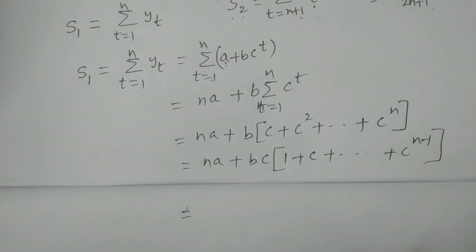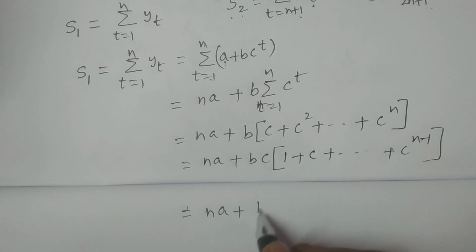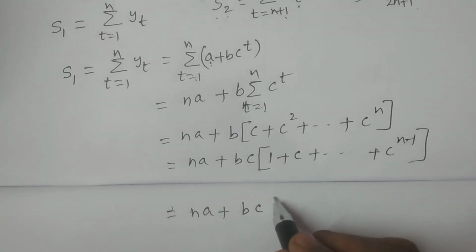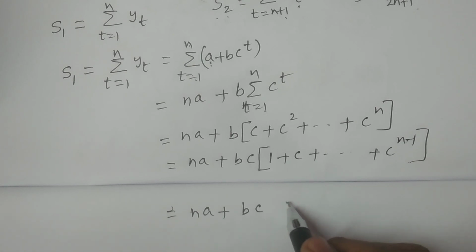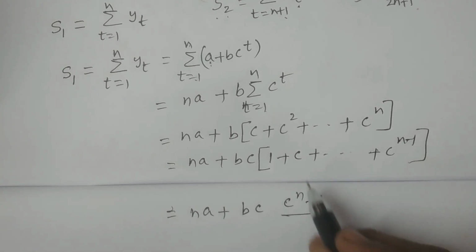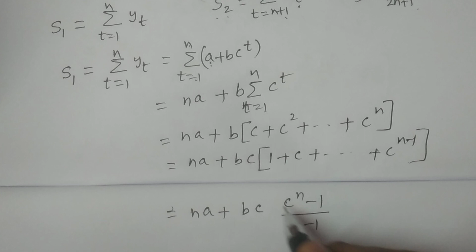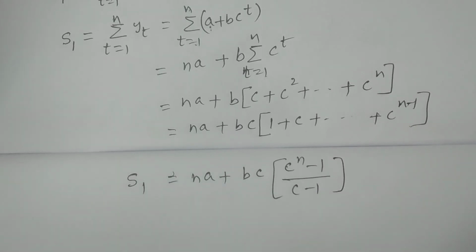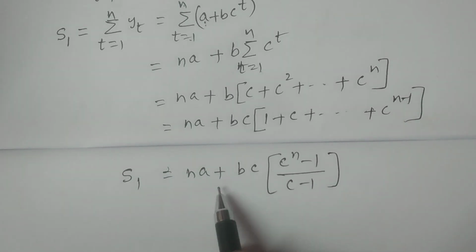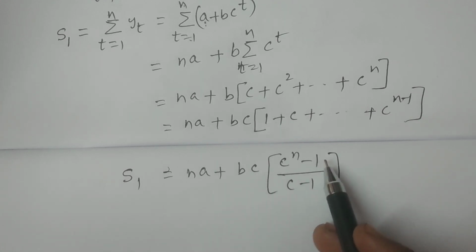Therefore we can calculate na plus bc into the sum of the n terms of the geometric progression, which will be r power n minus 1 divided by r minus 1. Here r is c by 1, the next term c square by c, again c, like that. So the total of these terms is c power n minus 1 divided by c minus 1. Therefore this is S1. So S1 is nothing but na plus bc into c power n minus 1 by c minus 1.